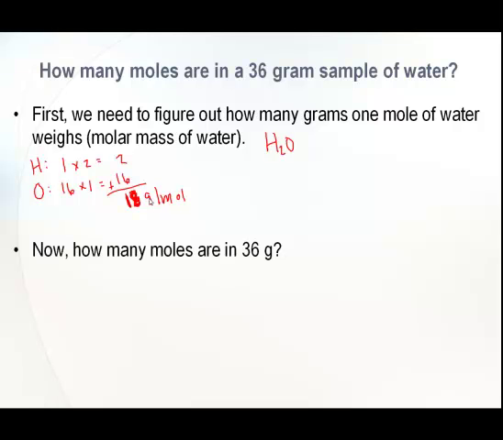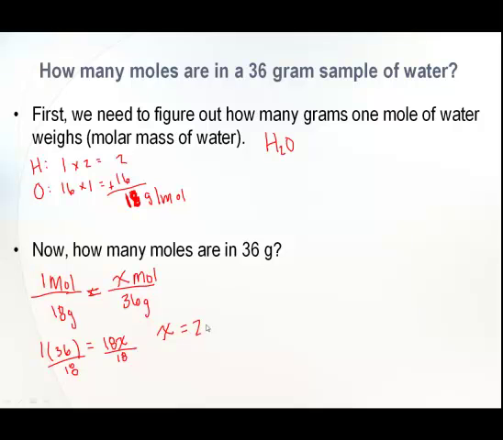Now, I have to figure out how many moles are in 36 grams. There are 2 ways you can do this. One, you can set up a ratio. I know that 1 mole of water weighs 18 grams, and I'm trying to solve for how many moles are in 36 grams. So I cross multiply: 1 times 36 is equal to 18 times x, divided by 18. And 36 divided by 18 is 2 moles.